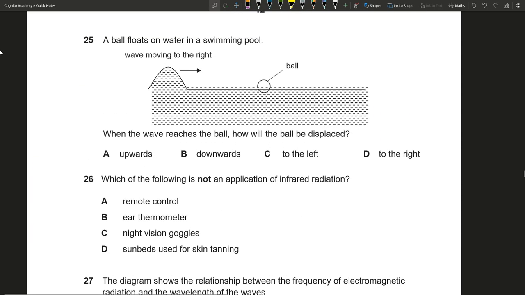Next question, 25. A ball floats on water in a swimming pool. When the water wave reaches the ball, how will the ball be displaced? Simply, it will just go up the wave and then down, but upwards first. So the answer here is A.